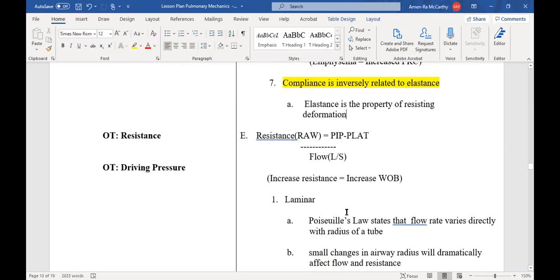All right, then we get into resistance. How do I measure resistance? It's another formula. Resistance is RAW. R-A-W stands for resistance, equals peak inspiratory pressure minus the plateau pressure divided by the flow in liters per second. Resistance is RAW. R-A-W equals peak inspiratory pressure minus plateau pressure divided by the liters per second, the flow in liters per second.